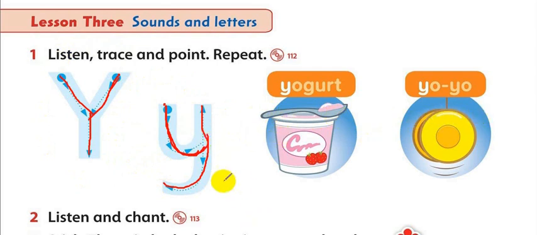Good job! Now, activity 1. Listen, trace, and point. Listening 112. Listen, trace, and point. Yeah. Yogurt. Yo-yo. Listen and repeat. Yeah. Yogurt. Yogurt. Yo-yo. Yo-yo.